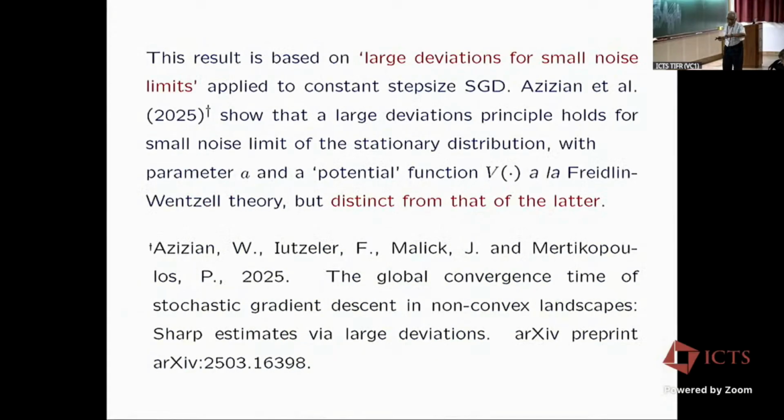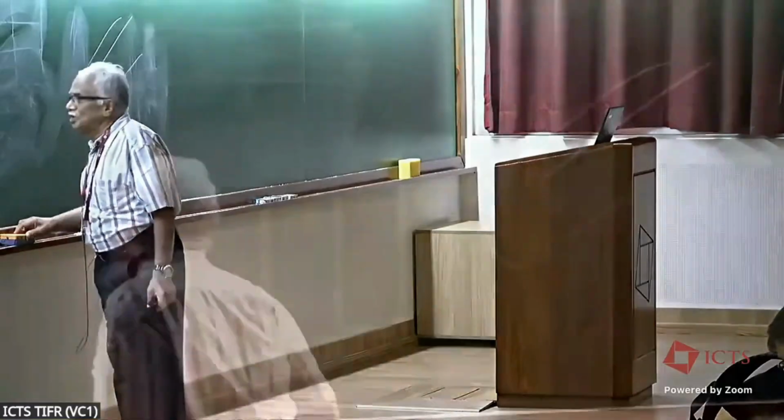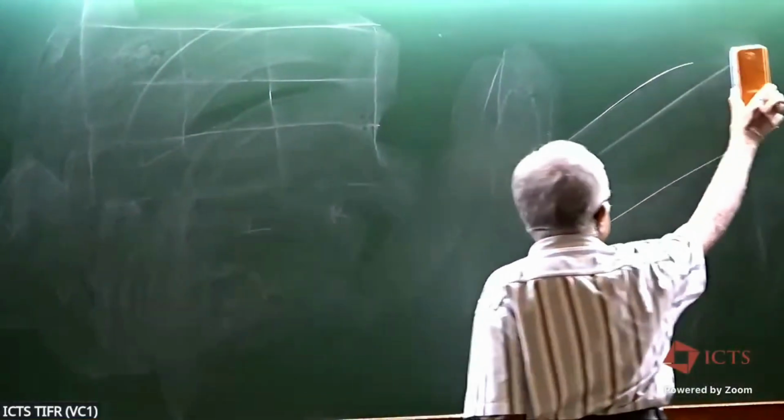And this result is based on large deviations for small noise limits applied to constant step size stochastic gradient descent. This is a nice paper by Azizian, Iutzeler, Malick, and Mertikopoulos. They show that a large deviation principle holds for the small noise limit of the stationary distribution. So I'm always looking at the stationary distribution, with a parameter A, the step size. It is similar to the Freidlin potential, but it's not the same, which is the important part. This paper actually emphasizes that.